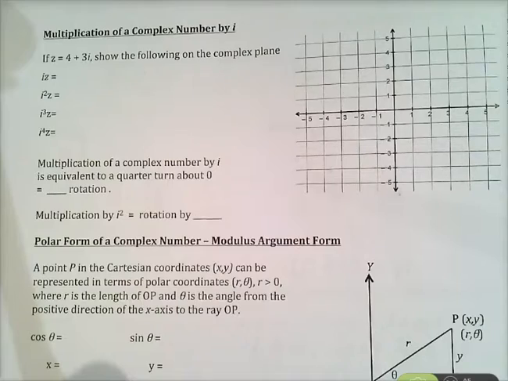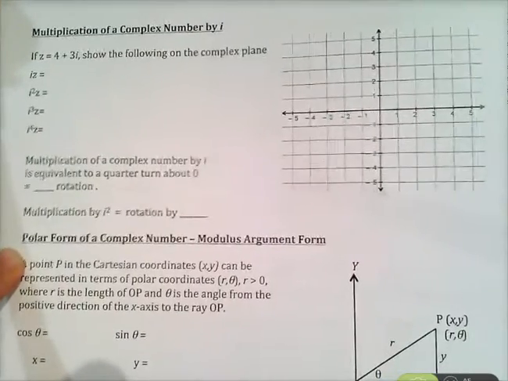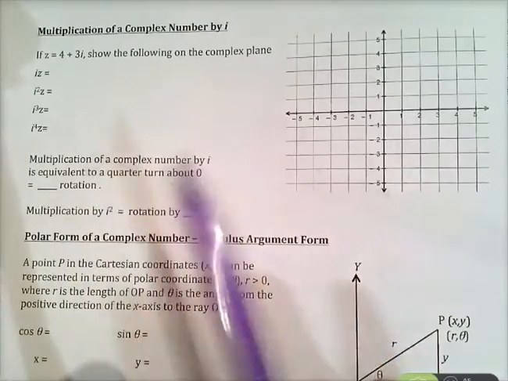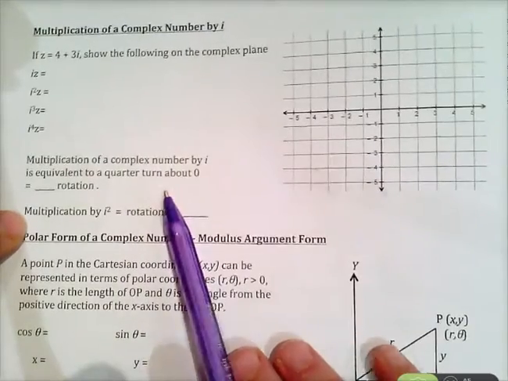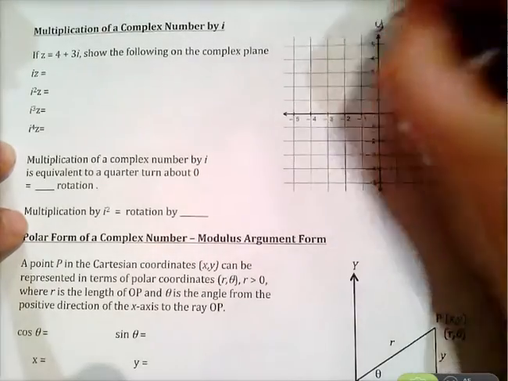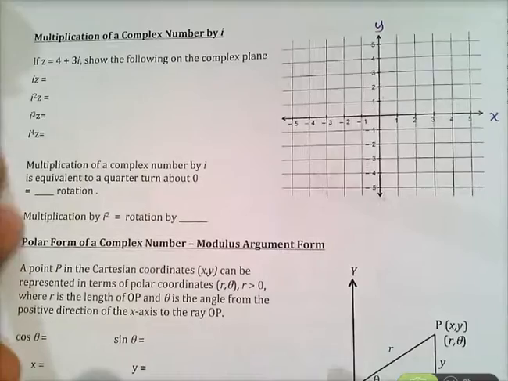Okay, I'm just going to do the top little bit of this page and stop the video and restart here for polar form of a complex number. So multiplication of a complex number by i. I was talking about this a little bit before, saying how multiplying by i is a rotation of 90 degrees, but we're actually going to show it here.